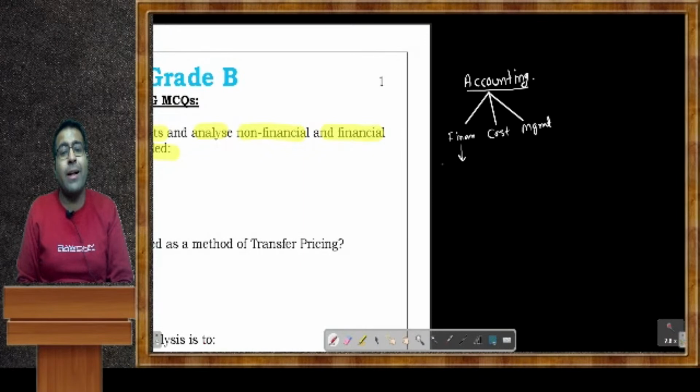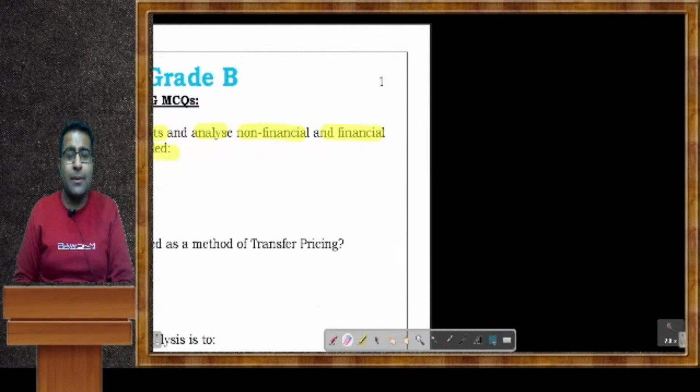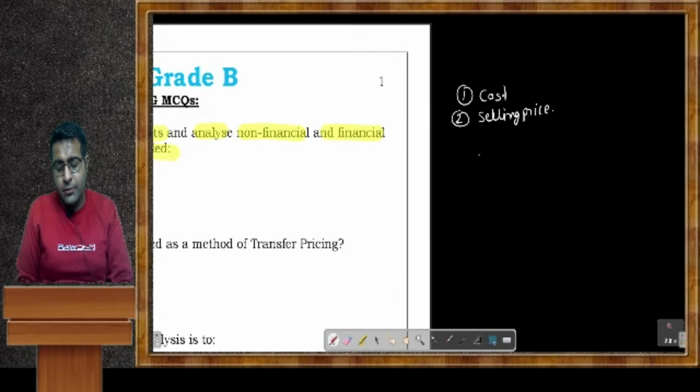Financial accounting helps to check out the profit and loss, and the other objective of financial accounting is to check the financial strength and financial position. If we talk about cost accounting, its major objectives are to find out the cost and to set the selling price. These are the objectives of cost accounting.